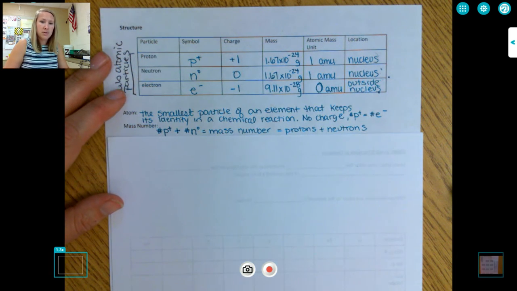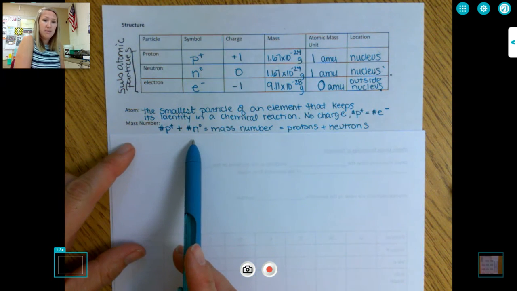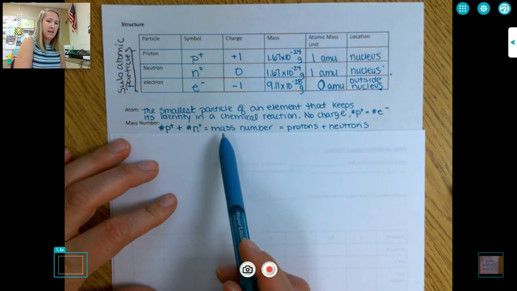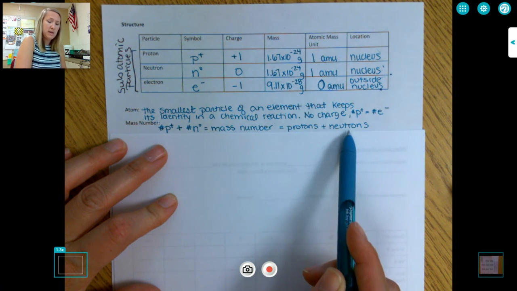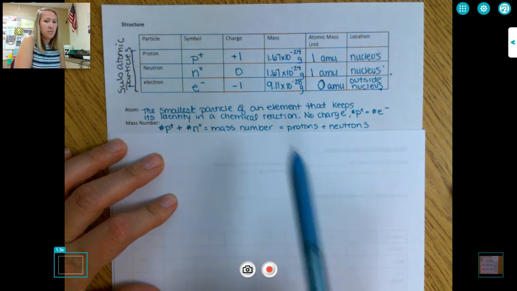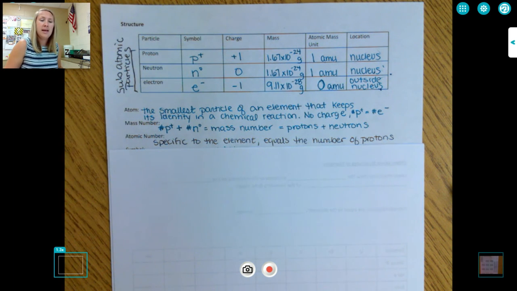Then we have some numbers associated with our atoms. An atom has a mass number, which is the amount of mass, relatively speaking, in terms of atomic mass units, that an atom has. It is equal to the number of protons plus neutrons, which makes sense because they're the things with mass. So my protons plus my neutrons equal my mass number. I also have something called an atomic number, and that atomic number is absolutely unique to an element. So it's specific to the element, and it equals our number of protons.